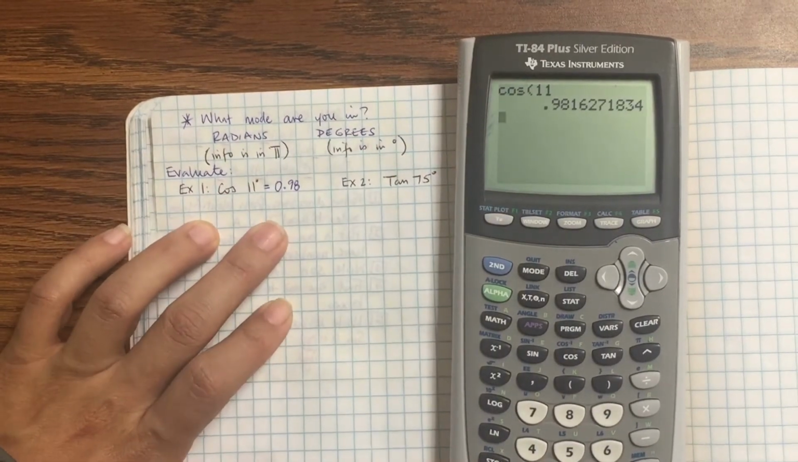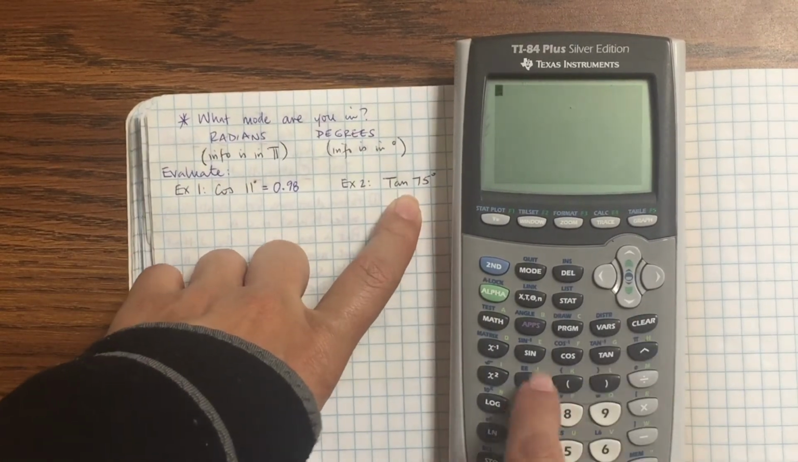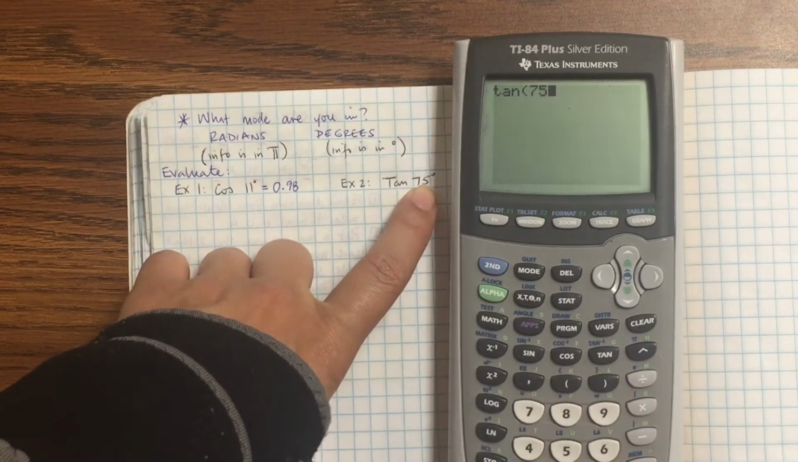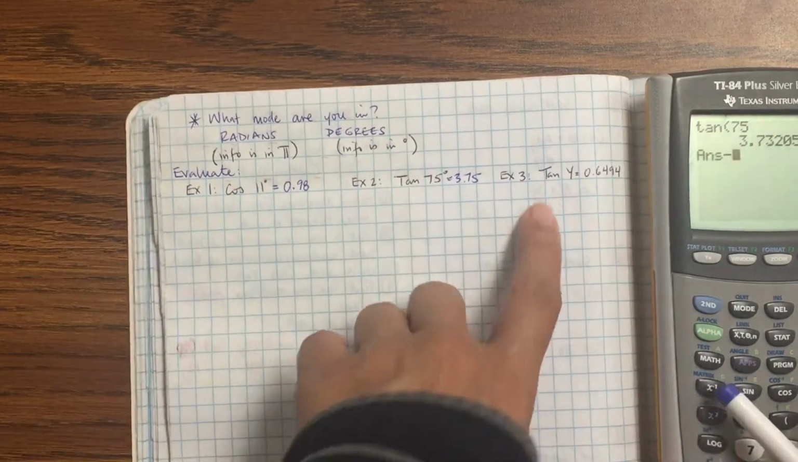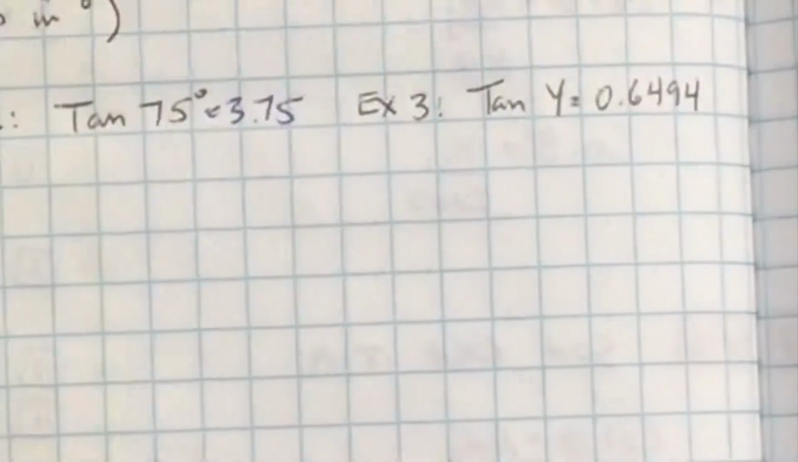And you want to make sure that you're doing this with me so you can make sure you understand how to use it. Tangent of 75 degrees, same thing, go to tan, press 75 degrees, and you should get 3.75. Again, make sure that you are pressing it in the calculator.